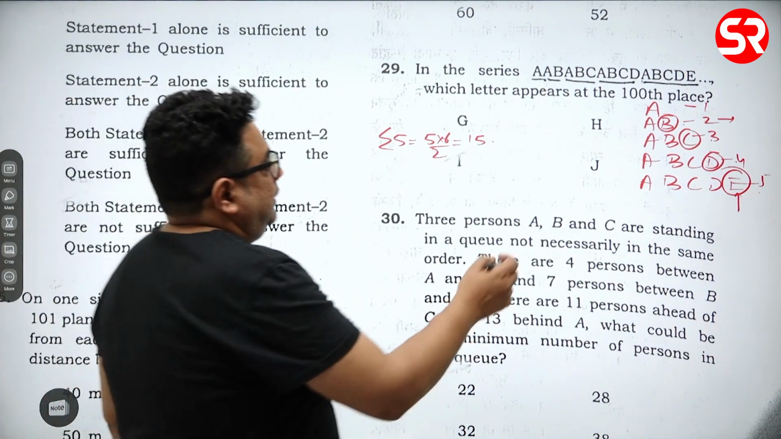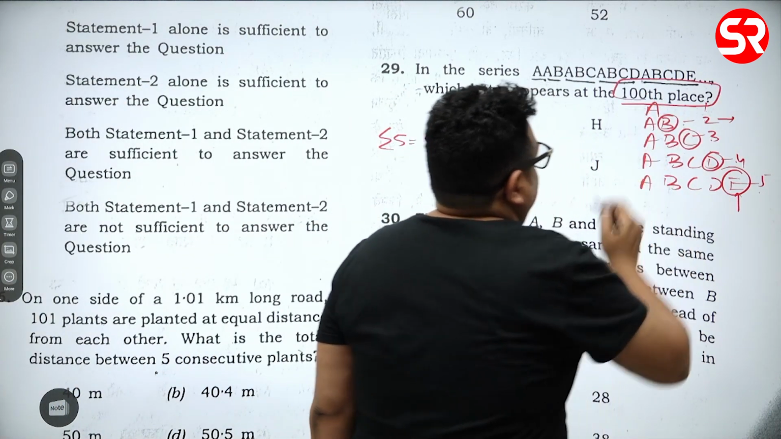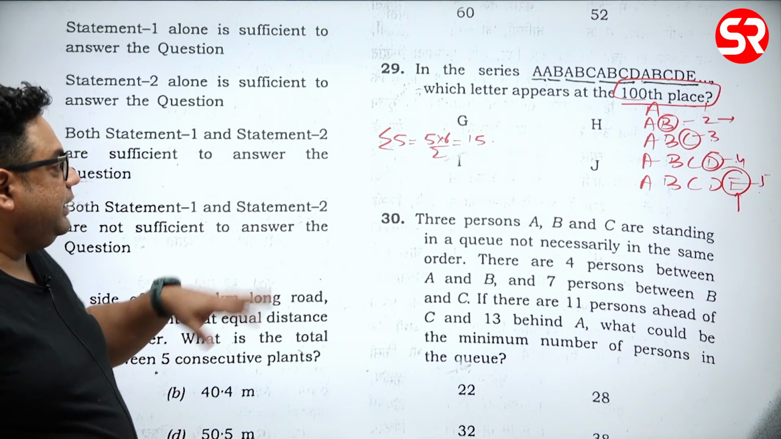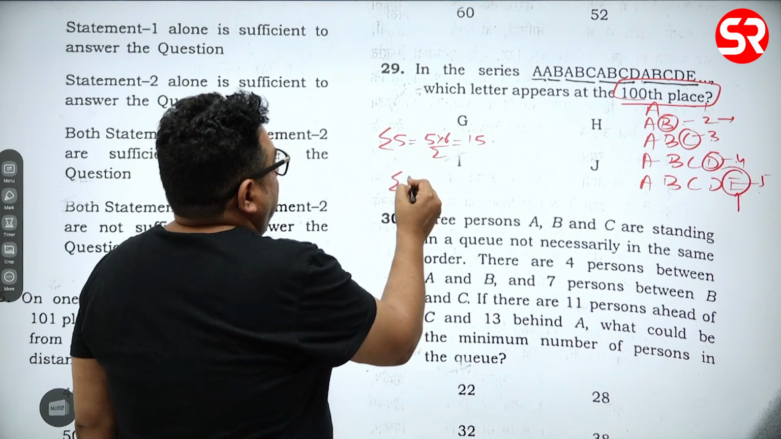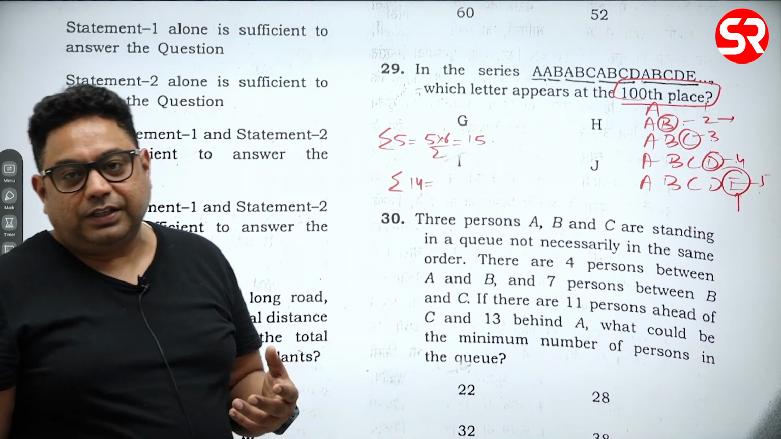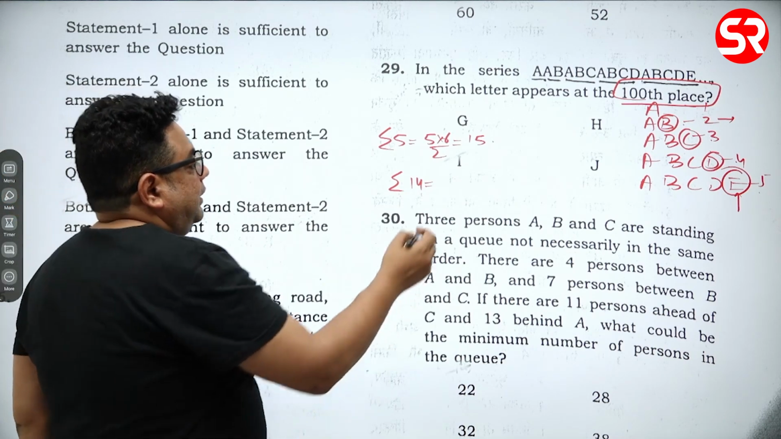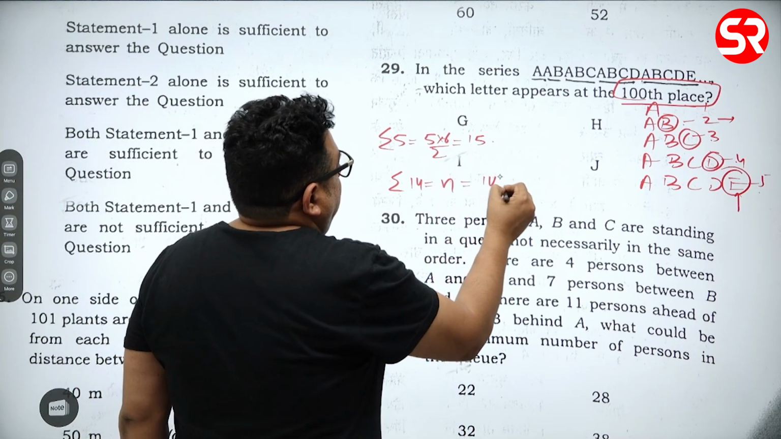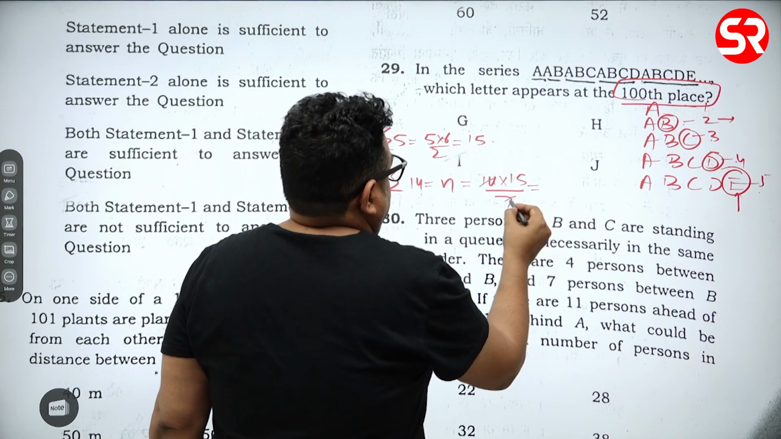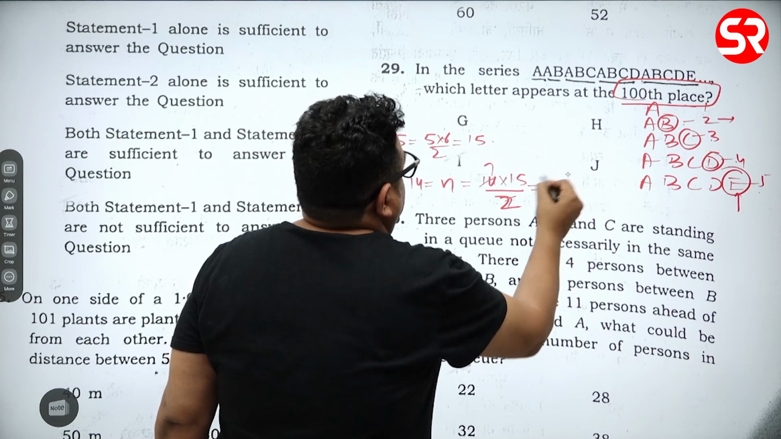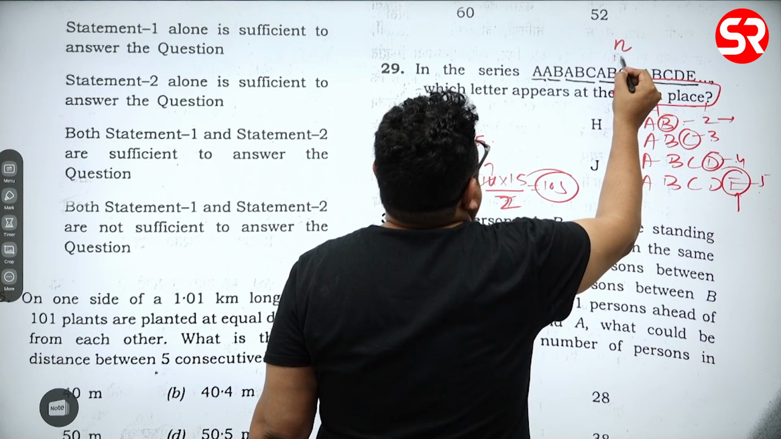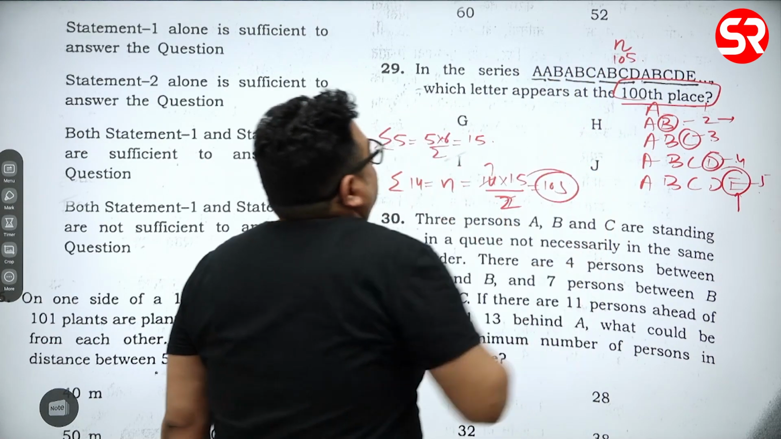Now where do we have to go? The 100th place. Now this is something you have to understand. If I take the summation up to 14, the 14th term is N, so it should end with N. N into 15 by 2 is 105. So the 105th term is N. 105 is N.